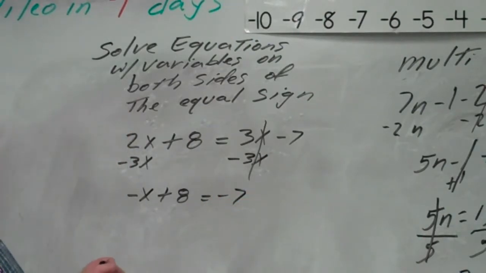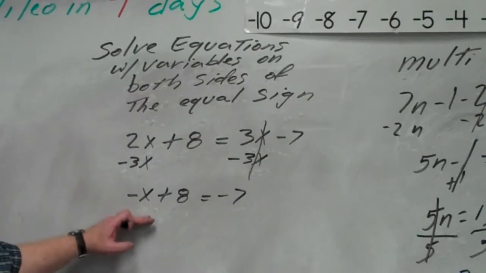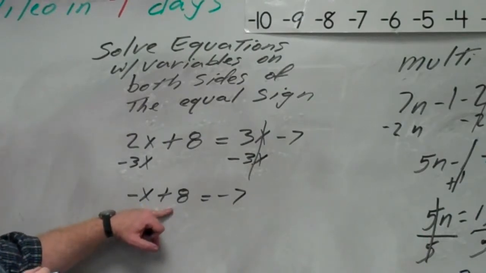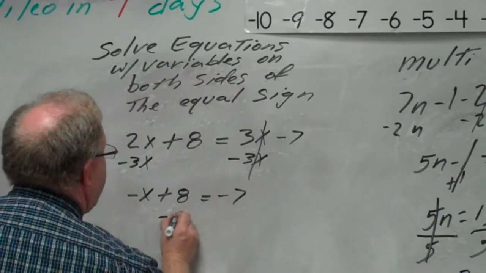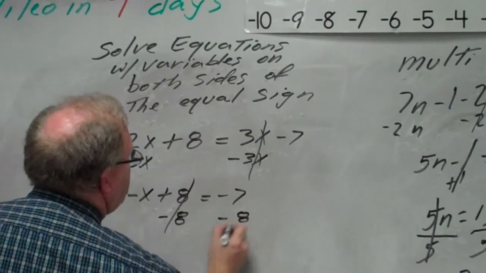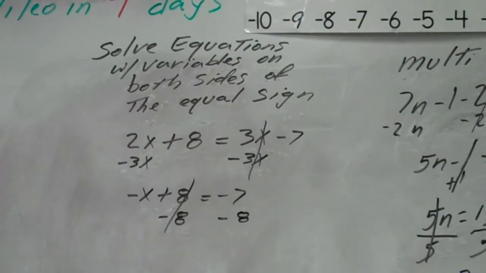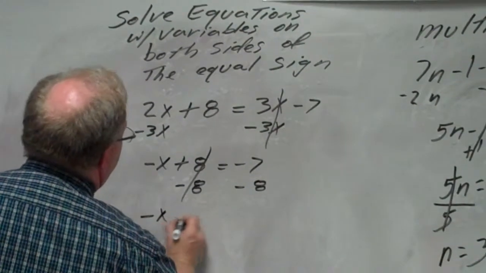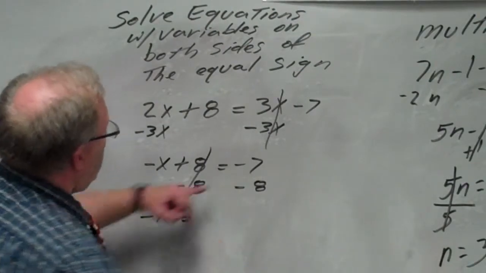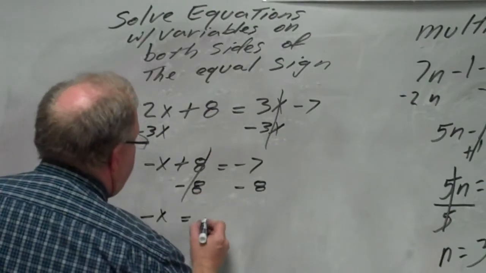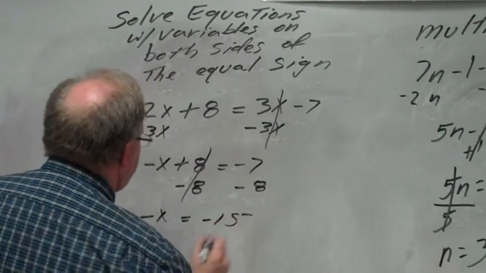Okay, now we're getting into familiar territory. Again, going to use that inverse operation. We're going to want to get that x by itself. So I've got a positive 8 here. I'm going to subtract 8 in order to cancel, and I'll subtract 8 from here as well. Okay, now I'm going to rewrite my problem. Negative x equals, and negative 7 plus negative 8 is negative 15.